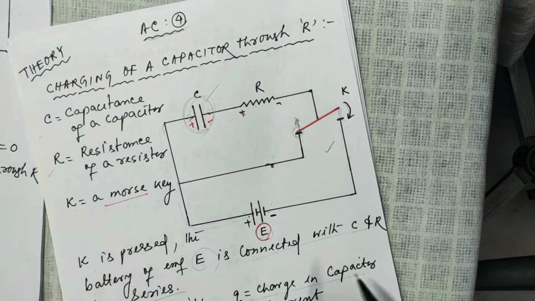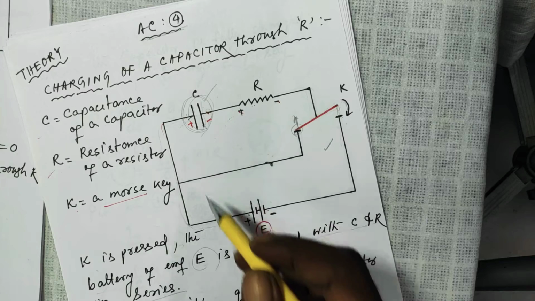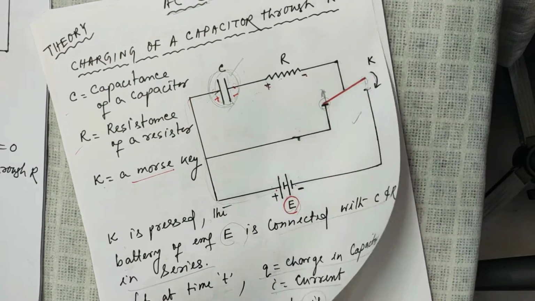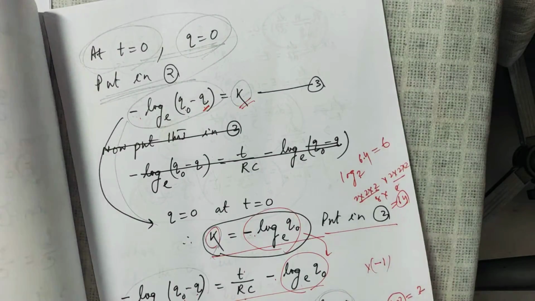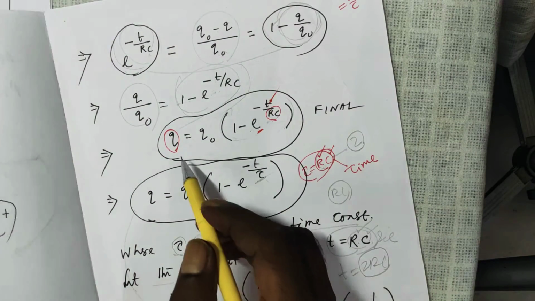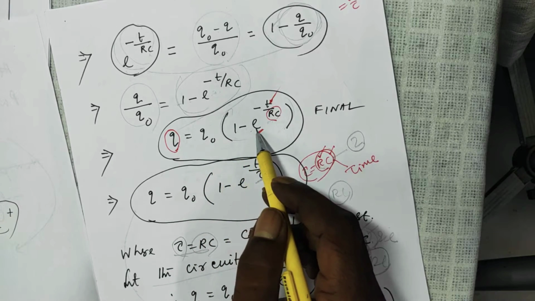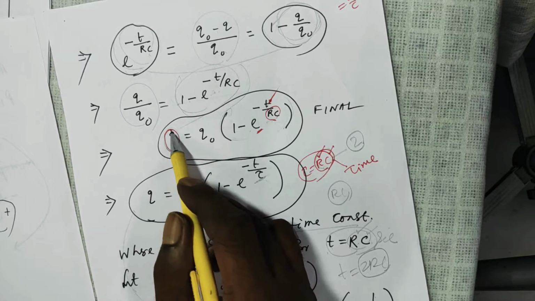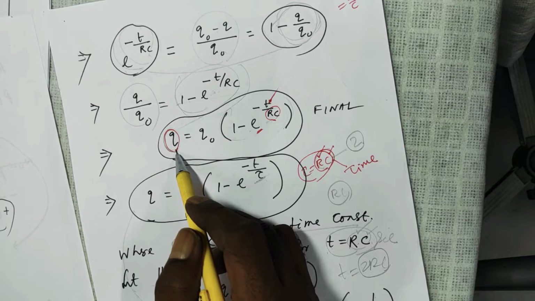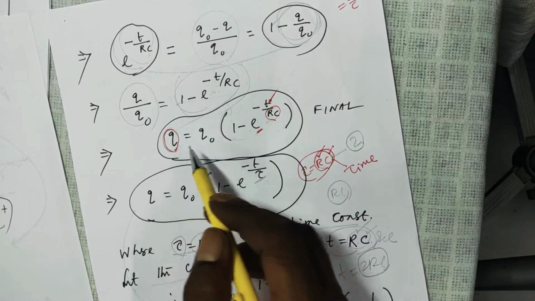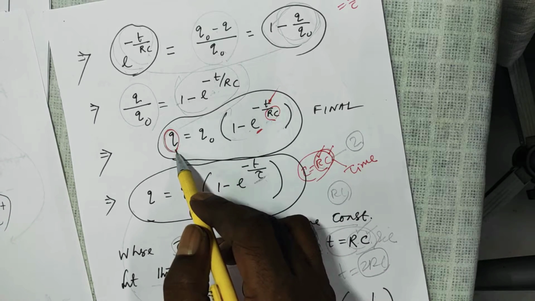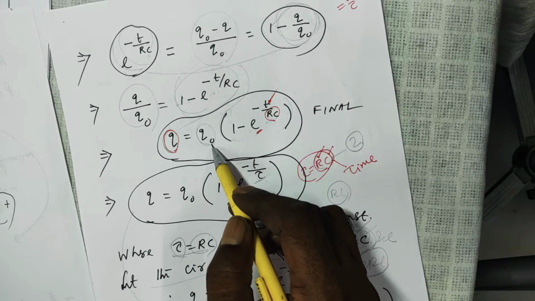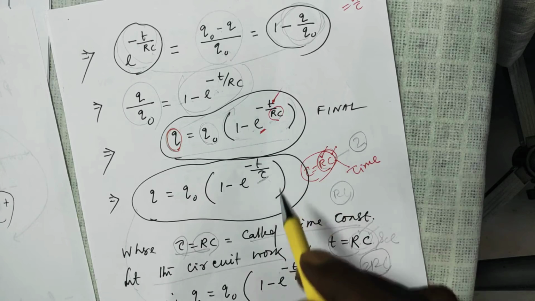And the capacitor, due to this battery, was getting charged. It was taking some time, and the charge I had derived in lesson 4 as Q is equal to Q naught 1 minus e to the power minus t by RC. This is the charge Q when the capacitor was getting charged by pressing the key. This is the charge in the capacitor at time t. Q naught is the maximum charge that it can hold. This is what we had derived.